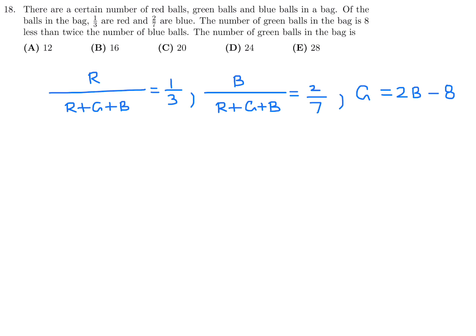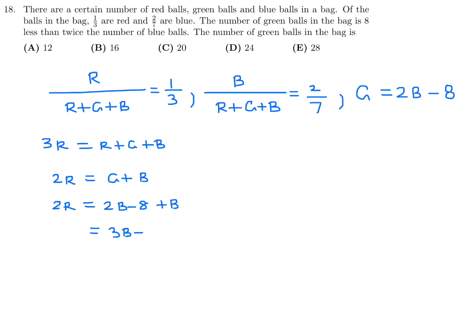So here we go. From the first one, this guy right here, I can cross multiply, and if I do, I get 3R is equal to R plus G plus B. Okay? So, let's see here. So, I can bring the R over, I get 2R equals G plus B. And I've got 3 variables in here, but I can use this to simplify a little bit. G is equal to 2B minus 8. So, I'll put that in, plus B. So, that gives me 3B minus 8 is equal to 2R. All right, so far so good. I don't know if that's going to help, but we'll see.